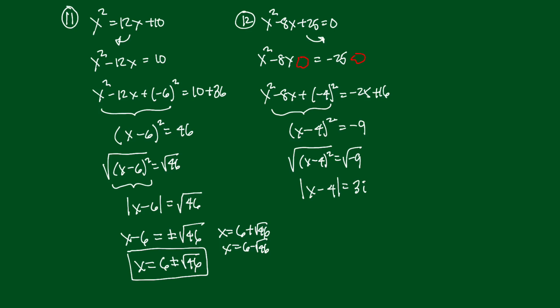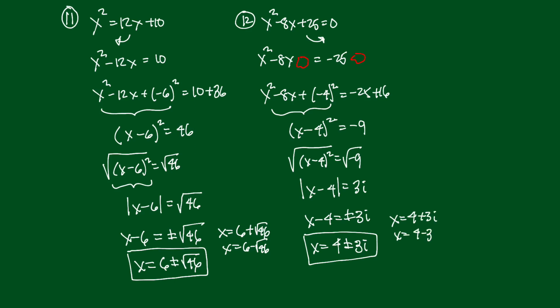Now, remove the absolute value. This is where you get plus or minus, not before. x minus 4 equals plus or minus 3i. One more step. Let's add 4. So we'll get x equals 4 plus or minus 3i. There's our solutions. And you see the two numbers here? x is equal to 4 plus 3i, and x is equal to 4 minus 3i.